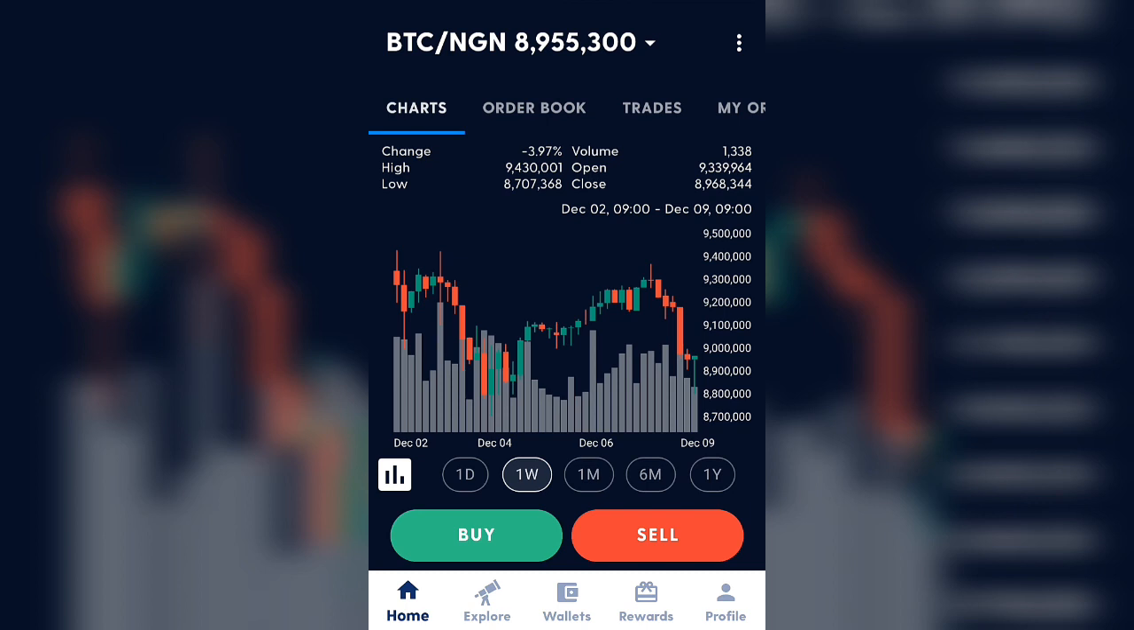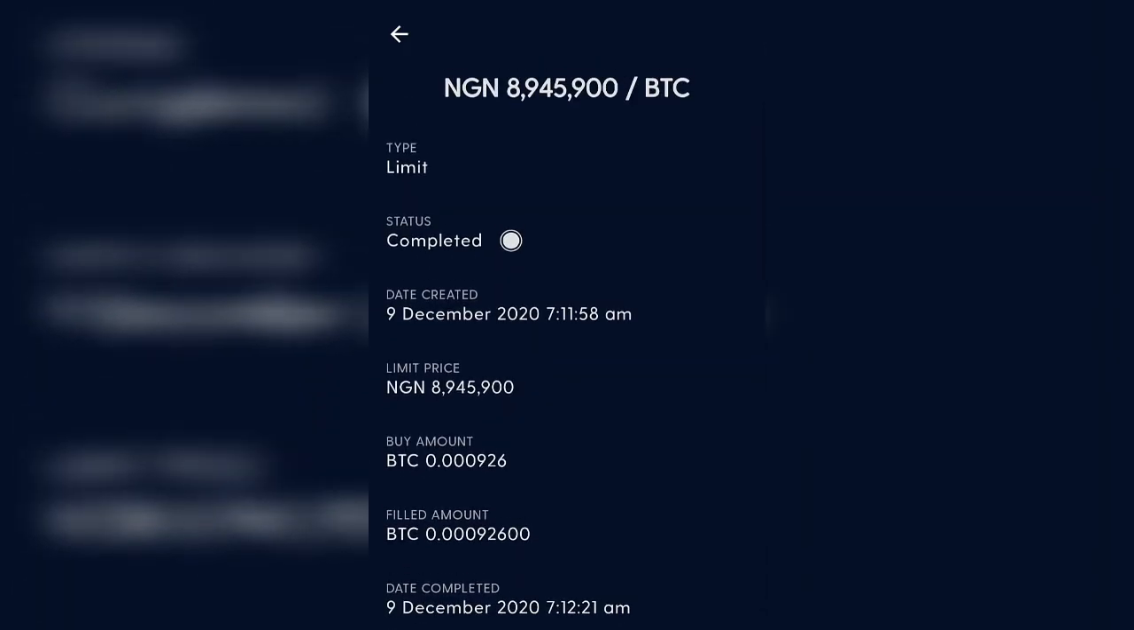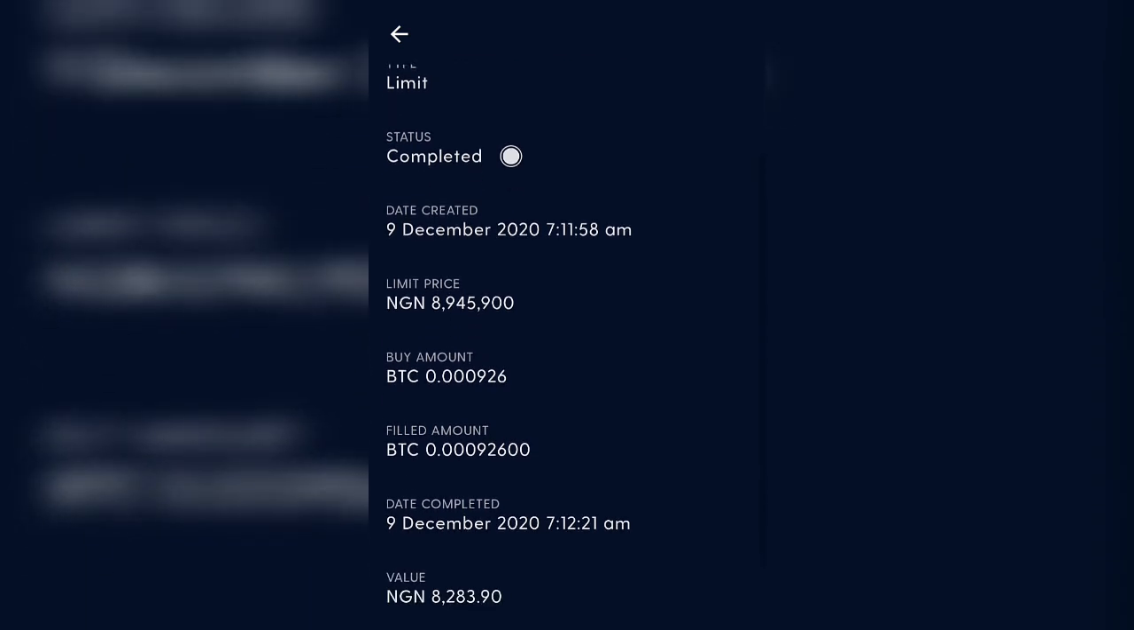Now when you've placed the trade, you would have to go to my orders right here. As you can see, now this is the order you just executed right now. Then you would have to click on it. You would see that the order has been completed. When you look at the status, you see that instantly, due to the Bitcoin volatility, my order was executed. So as you can see right now, look at the details.